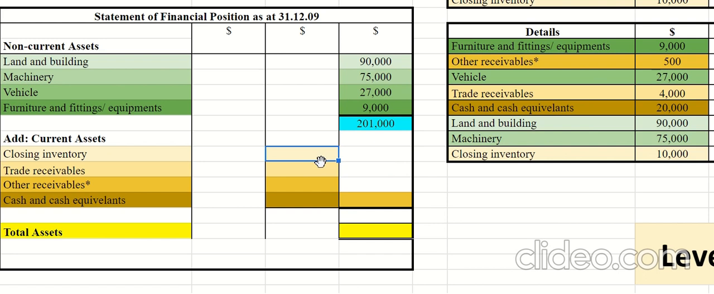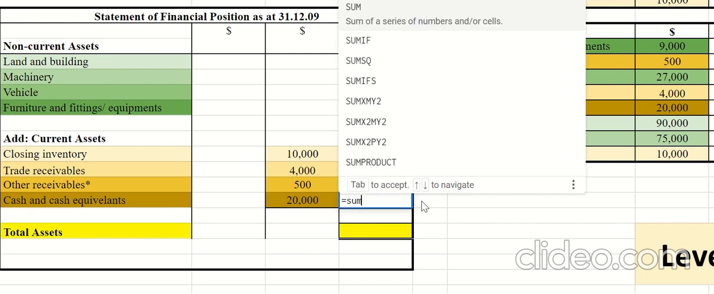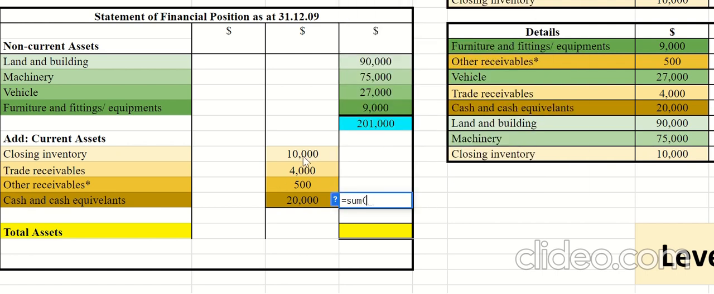Now let's enter the details for current assets. Closing inventory 10,000, trade receivables 4,000, other receivables 500, cash and cash equivalents 20,000. Now find the total of the current assets. It's equal to 34,500.